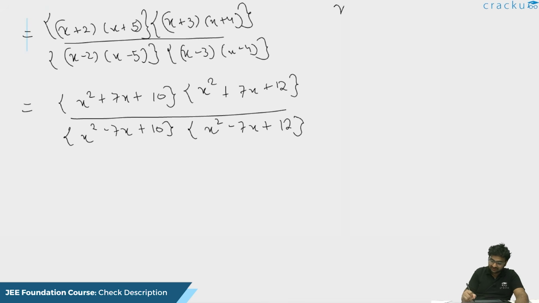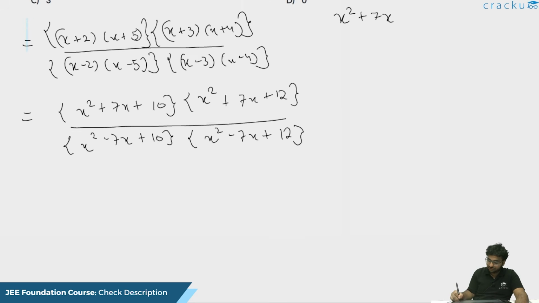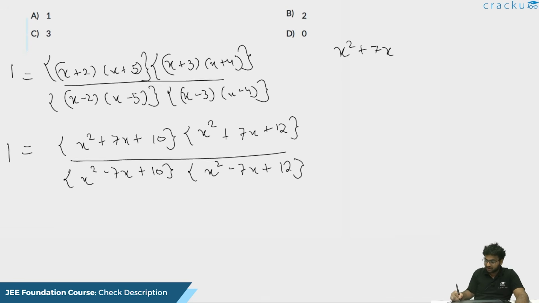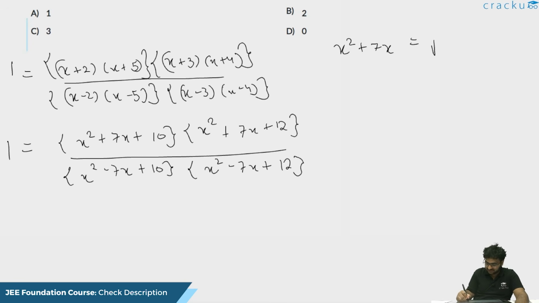We can take x square plus 7x, and this is equal to, given is what? 1. So 1, 1. Okay. So let me take x square plus 7x as P and x square minus 7x as Q.